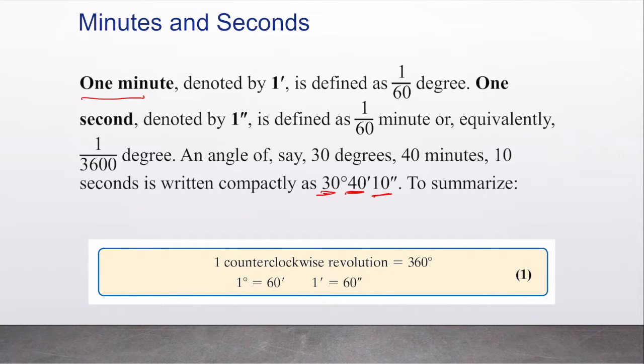So in summary, one counterclockwise rotation is 360 degrees. 1 degree is 60 minutes, and 1 minute is 60 seconds. We could also say that 1 degree, which is 60 minutes, is 3,600 seconds.